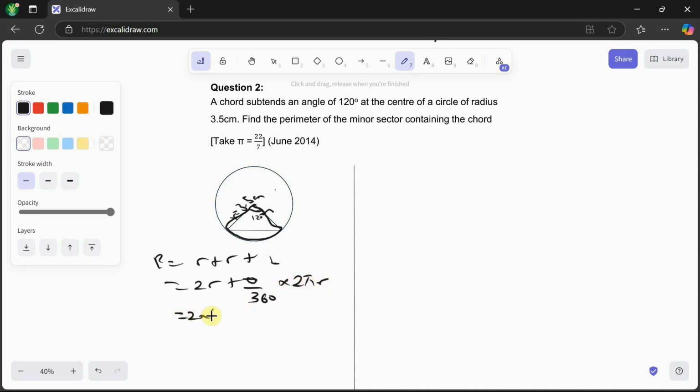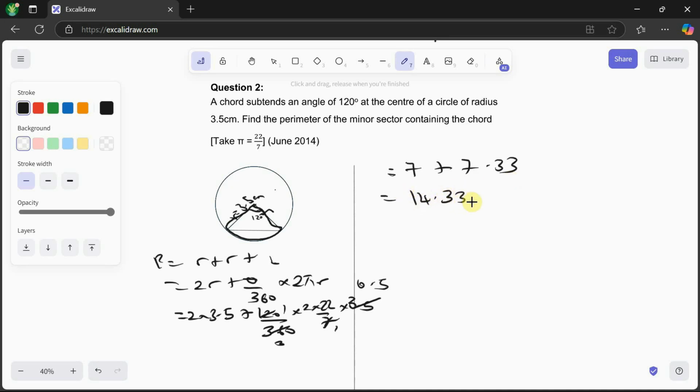So that would be 2 times 3.5 plus 120 over 360 times 2 times 22/7 times 0.5. This here 1, this here 3. So this is not 0.5, this is actually 3.5, my bad. So 3.5, so 7 here 1, 7 here 0.5. So 2 times 3.5 is 7, so 7 plus 2 times 22 times 0.5 divided by 3, so this is 7.33. If I add both of them together, that will give me 14.33. Let me just say two decimal places. I don't know the decimal place they put in the options, but 14.33 centimeters, it is important to put a unit, to 2 decimal places. Let's see if we're correct.